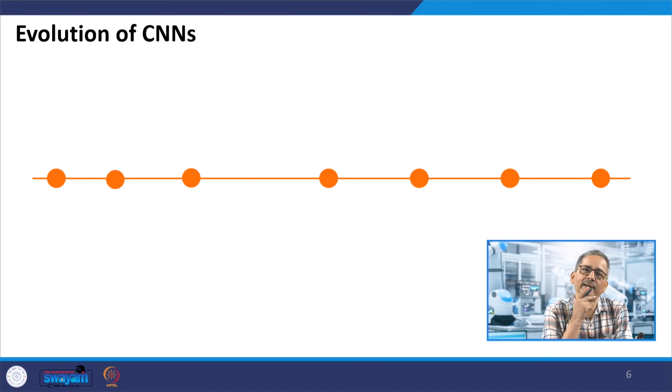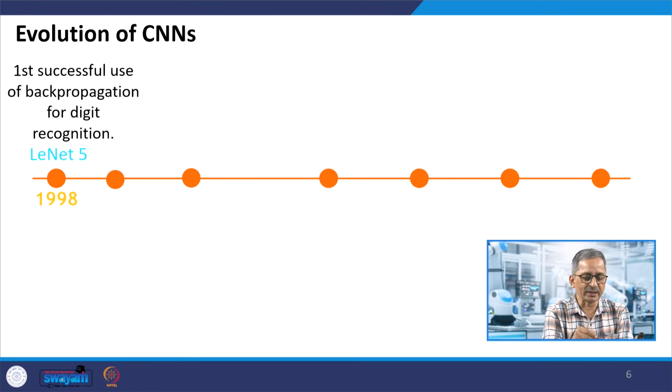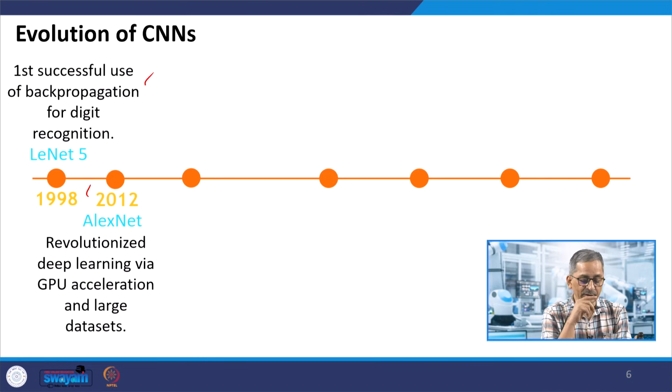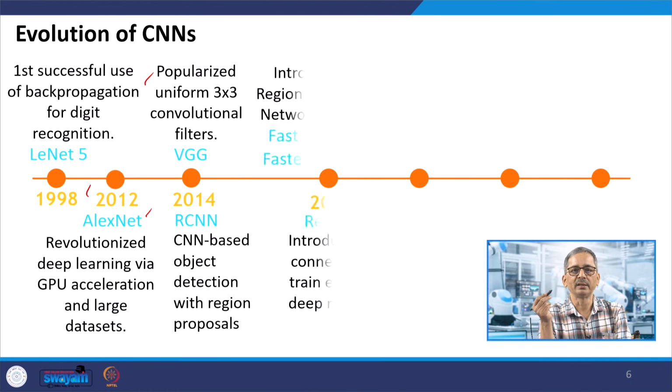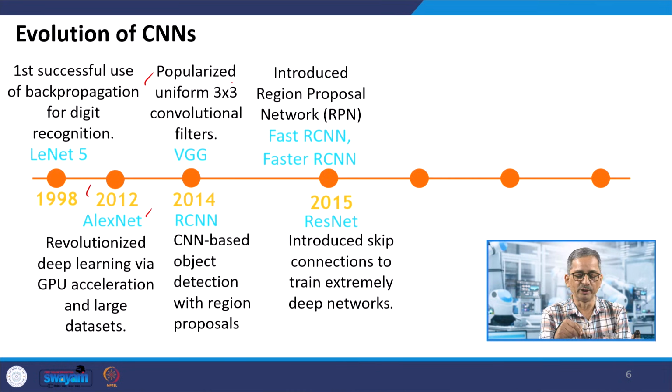Before we proceed further, let us see how this CNN has evolved. The first successful use of backpropagation for digit recognition was done in 1998. Then in 2012, AlexNet came, which revolutionized deep learning via GPU acceleration and large data sets. Then in 2014, we have the RCNN, the CNN based object detection with region proposals, as well as the popularized uniform 3x3 convolutional filters.